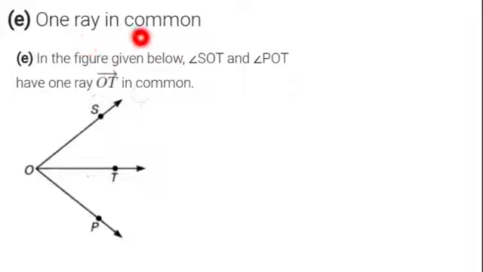The last sub-question of question number 3 is E. One ray in common. You have to find one ray in common. So let us draw this figure. You can see angle SOT is drawn and POT is drawn. In both the angles you can see this arm is common. That means this arm is there in both the angles. So this ray OT is common to angle SOT and angle POT.